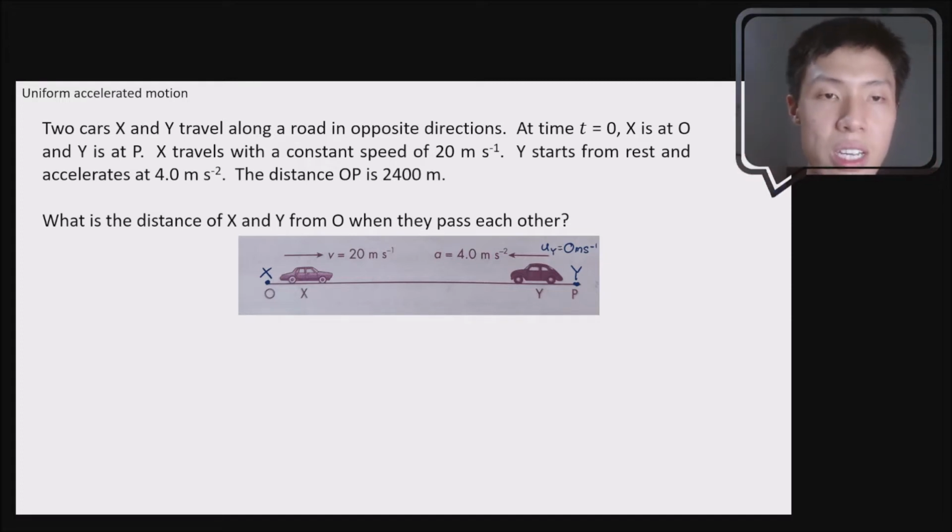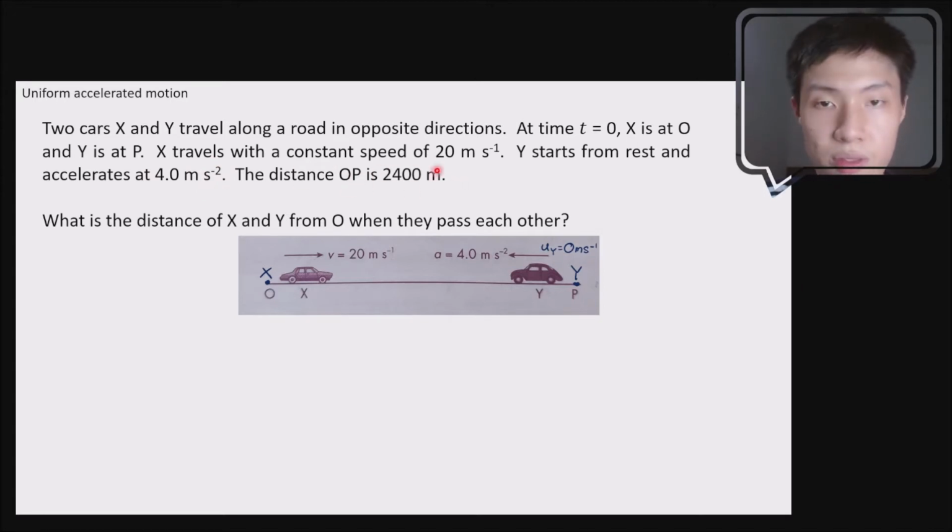Yeah, previously I always encouraged not to label anything first, but because there are too many cars here, there's car X, there's car Y, so there's going to be an initial velocity for X, there's going to be an initial velocity for Y. So in this case, to avoid any confusion, maybe we should label it for now. Okay, then it accelerates at 4.0 meters per second squared. The distance OP is 2,400 meters.